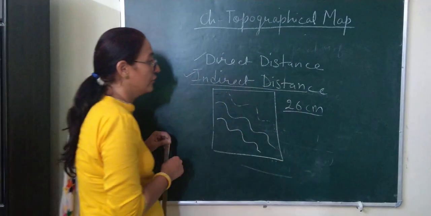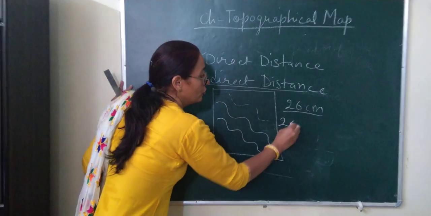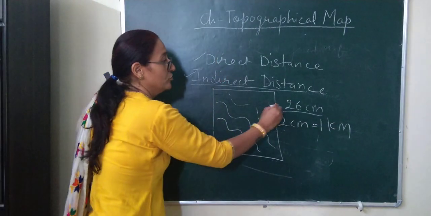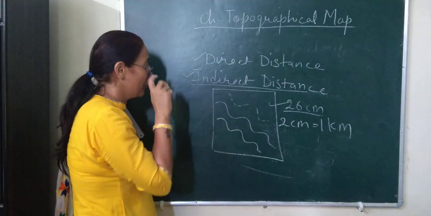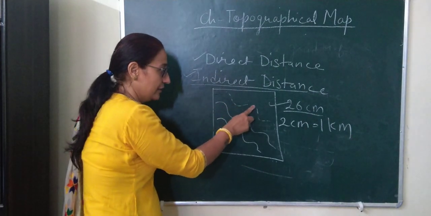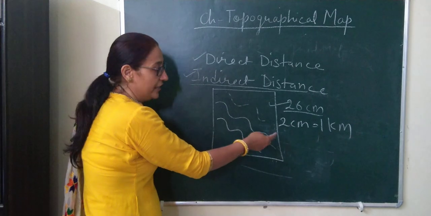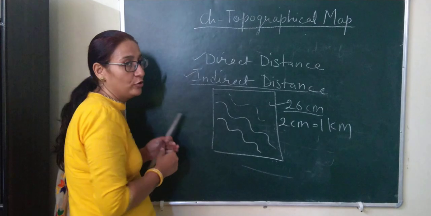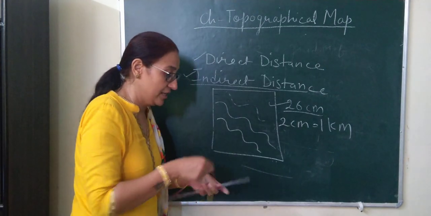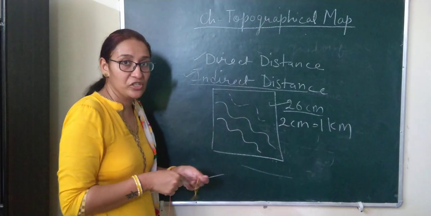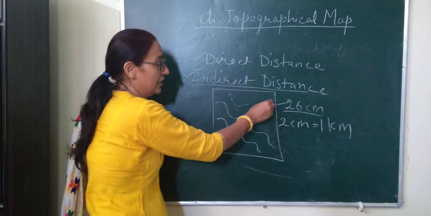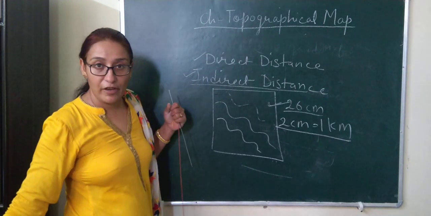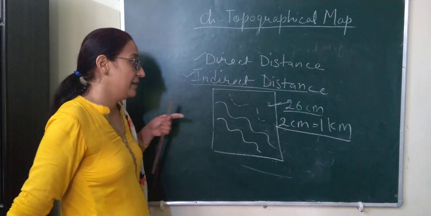Again we have to convert according to 2 centimeters equal to 1 kilometer. So we have to change this scale. First we have to keep this thread along the curve. We have to mark the 2 ends. Then we have to keep the thread near the scale to measure the distance, and whatever distance comes, we have to change according to this scale. In this way we find out indirect distance.